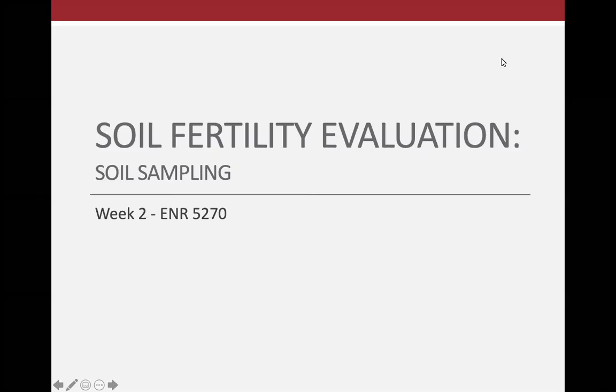In week one, we talked about some of the basics of soil fertility and provided a bit of a framework or grounding in terms of how we might think about fertility. And then in week two, we're going to really jump into thinking about fertility evaluation. It's important that we talk about this up front because fertility evaluation is a big part of this course. It's a big part of understanding what we're actually doing.